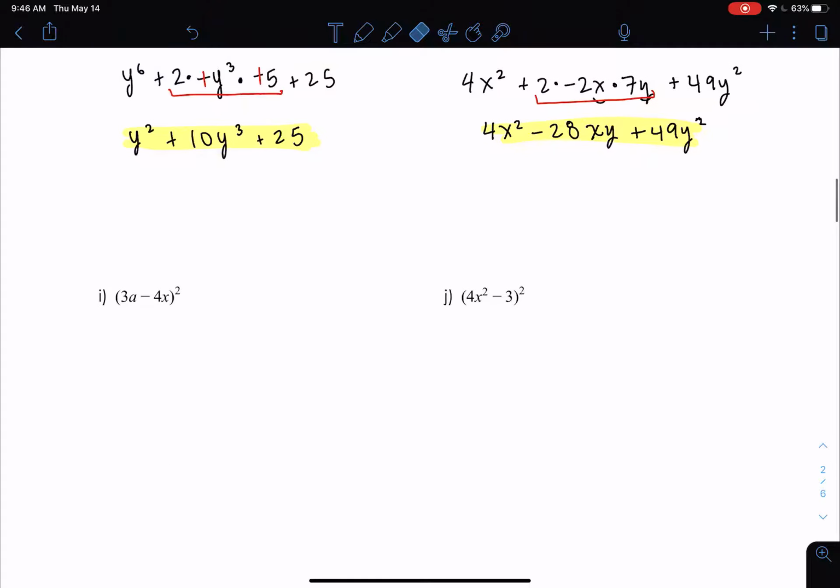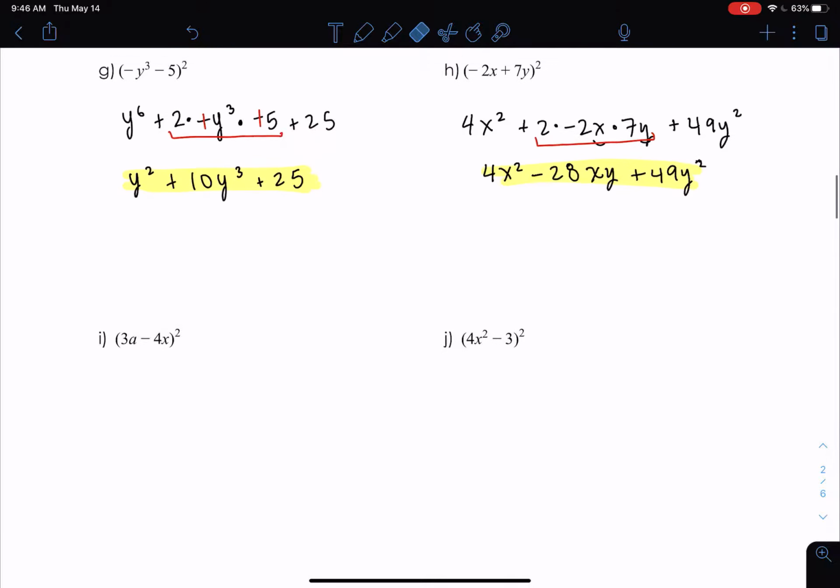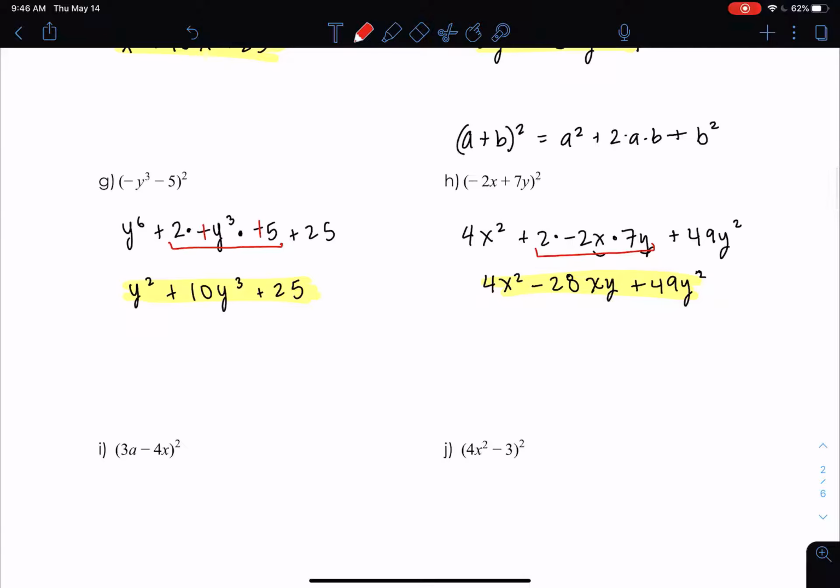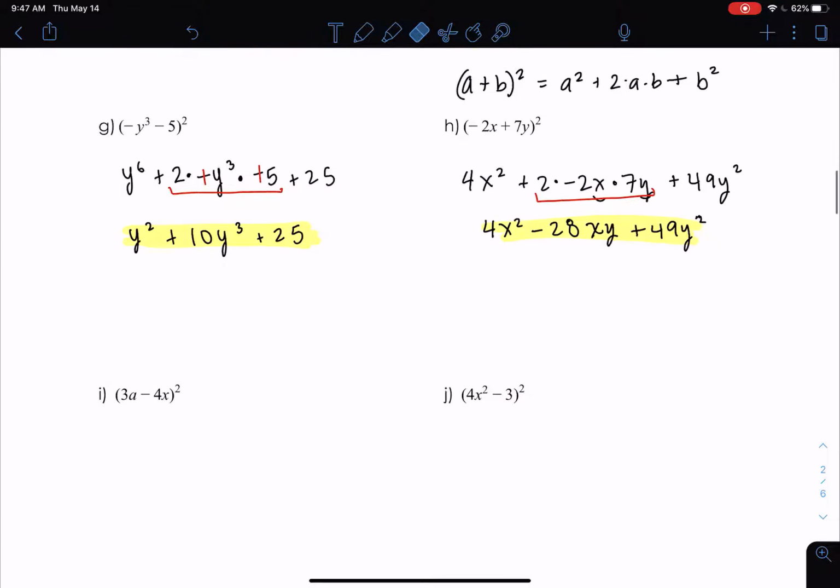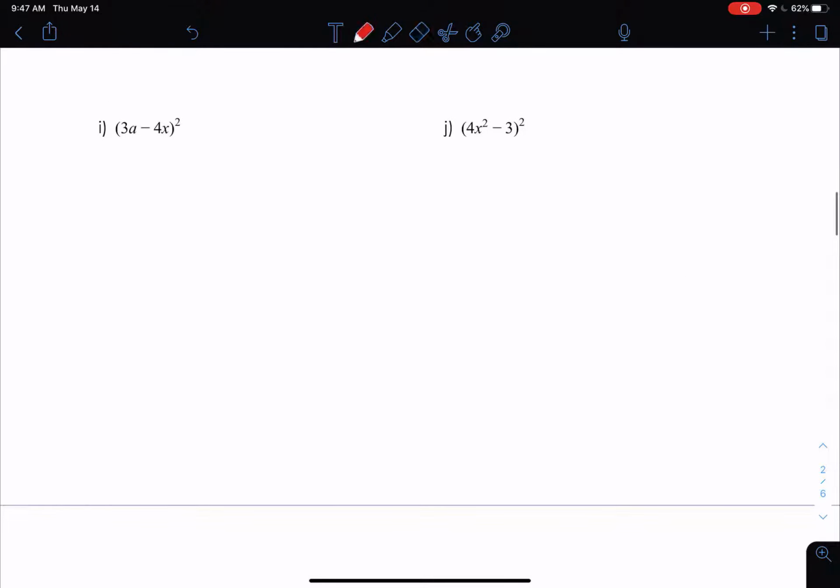Let's move on to I and j. This time though, we're going to try to skip the middle step completely and just go straight to our final answer. So see if you can keep up. If not, it's totally fine to always write the middle step. Nothing wrong with that. So here's how we'll do it.